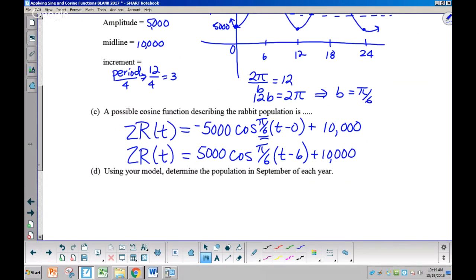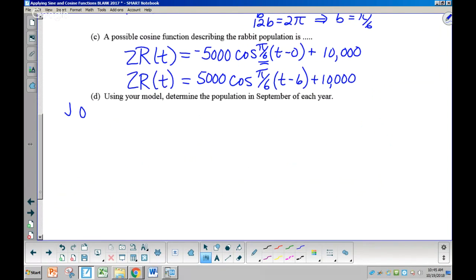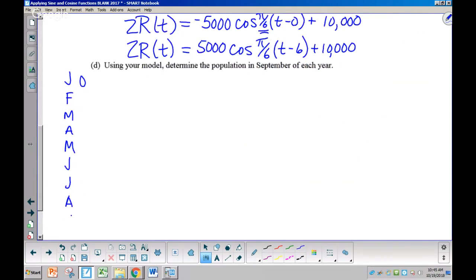Using your model, determine the population in September of every year. Now, what's tricky about these problems is January is not 1. January is 0. So what I do sometimes to help myself is go January, February, March, April, May, June, July, August, September. I would go 0, 1, 2, 3, 4, 5, 6, 7, 8. So I need it when time is 8, not 9, which is what we're used to September being. So watch that.